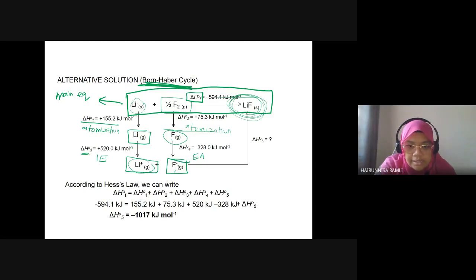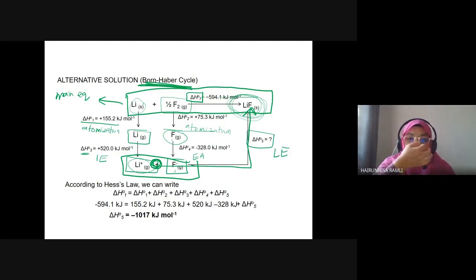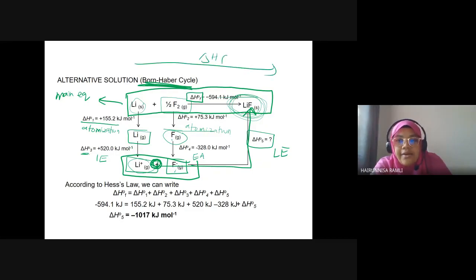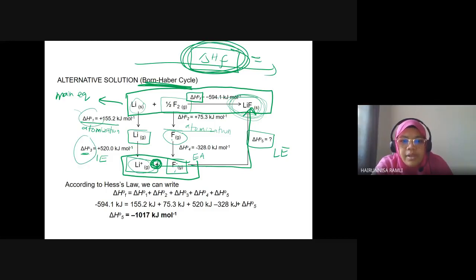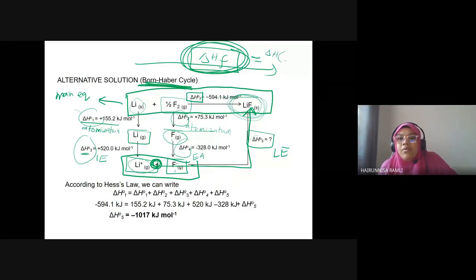Now, lithium plus added with F minus, you add F minus here, put an arrow, and you get back your lithium fluoride. So what is the delta H here? This is the lattice energy. Okay, this is the name of the cycle, the Born-Haber cycle. So we know the straight one going down here is delta HF. This is the main one, right? So this value of delta HF is equal to the sum of 1, 2, 3, 4 and 5. It is equal to delta H1 plus 2 plus 3 plus 4 plus 5.